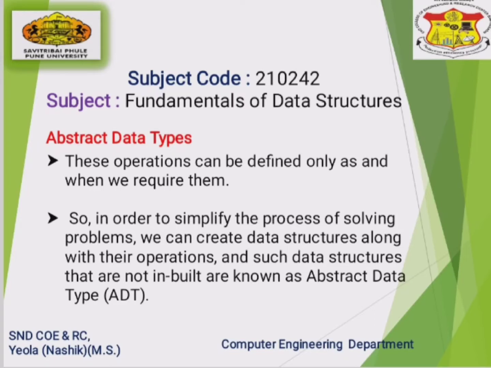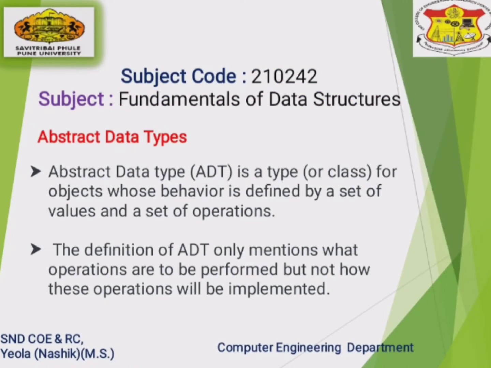So in order to specify the process of solving a problem, we can create data structures along with their operations, and such data structures that are not inbuilt are known as abstract data types. An abstract data type is a type or class for an object whose behavior is defined by a set of values and a set of operations. The definition of ADT only mentions what operations are to be performed, but not how those operations will be implemented.